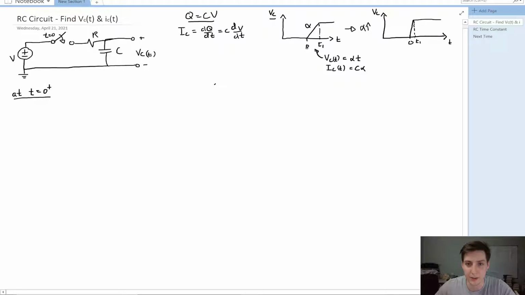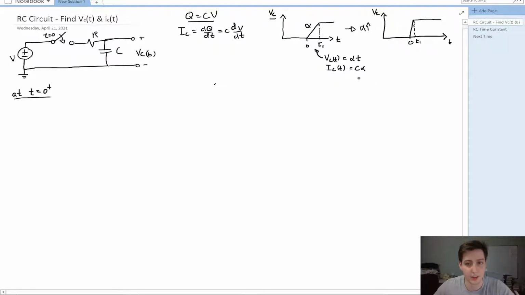If we have, over a time interval of 0 to t1, that the voltage is equal to alpha times t, where alpha is your slope of this line right here, and we take the time derivative of that, we see that the current is equal to the capacitance times that slope. Now if we increase alpha, we increase the slope, and if we increase alpha to infinity, we essentially have a step function where we jump up instantaneously.